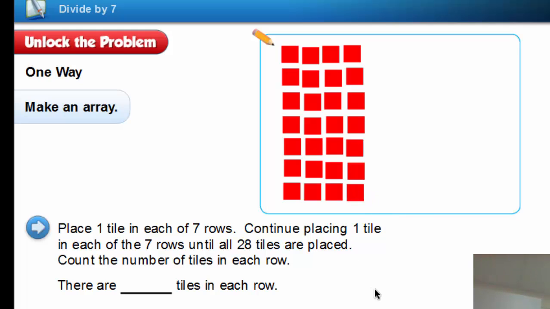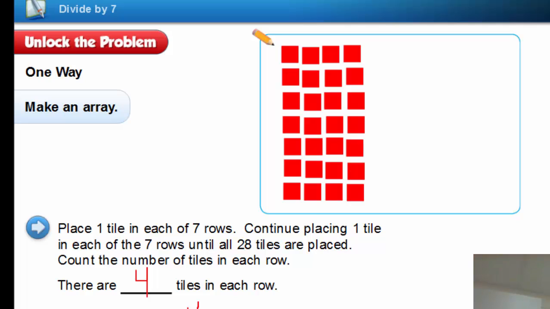Alright, while the music was playing, I counted my tiles as I placed them in each of these 7 rows. And I counted all the way up to 28 to make sure that I used all 28 counters because she had 28 apples that she used. And when I ended up using all 28 tiles in these 7 rows, I found that there are 4 tiles in each row. So, Erin used 4 apples for each pie.